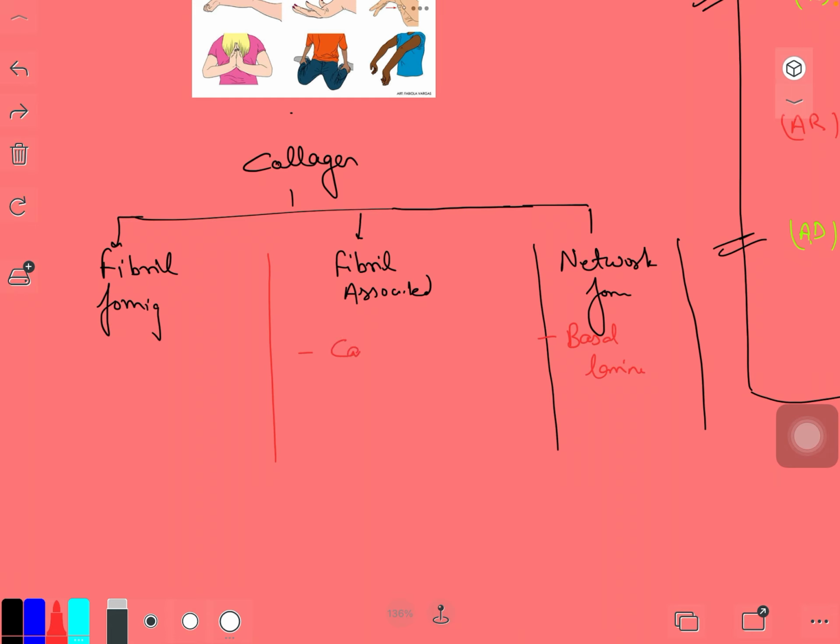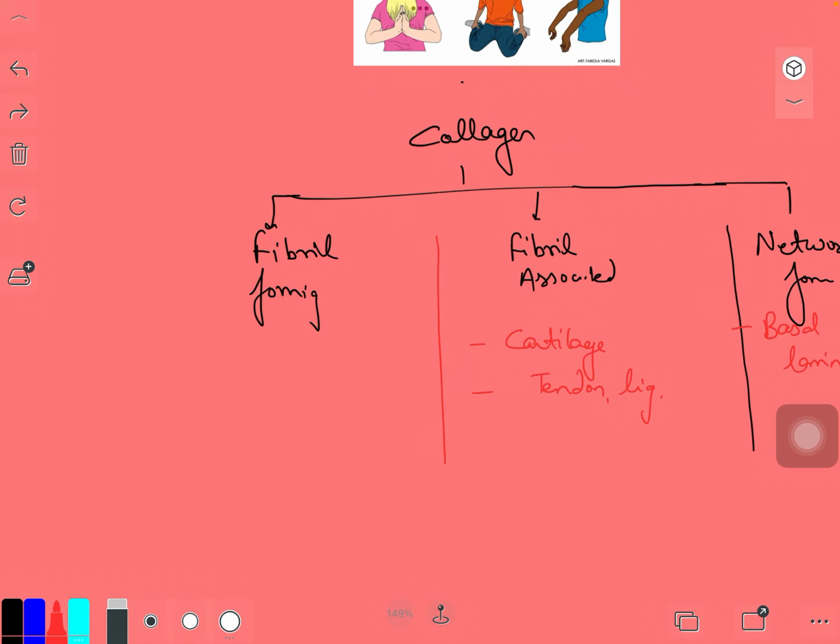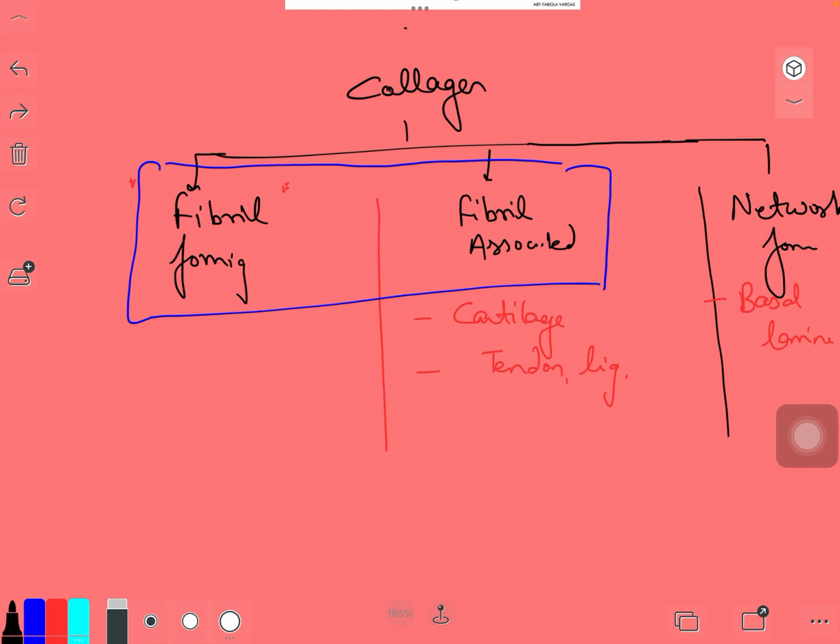So the fibril associated is more in cartilage, tendons and ligaments. Now the tendon, ligament and cartilage actually keep the joint intact. They provide strength and a little bit of elasticity. However, because of our defective collagen, the fibril forming along with the fibril associated is involved. Most commonly it is fibril forming, but fibril associated also gets involved. So these two are very, very important for us. Wherever collagen is distributed in these two categories, that area will be affected.